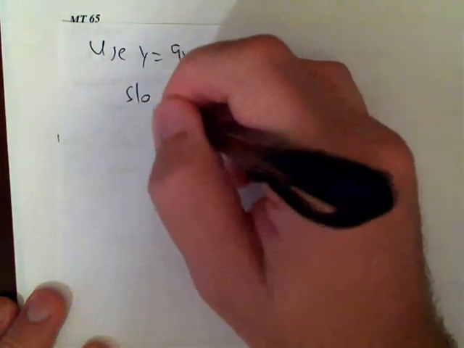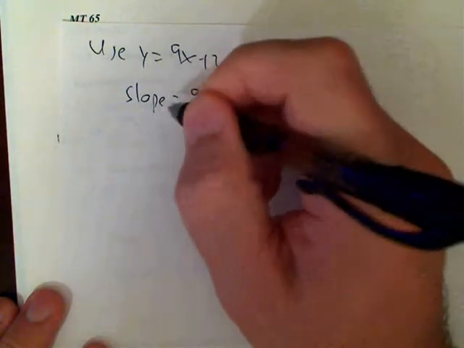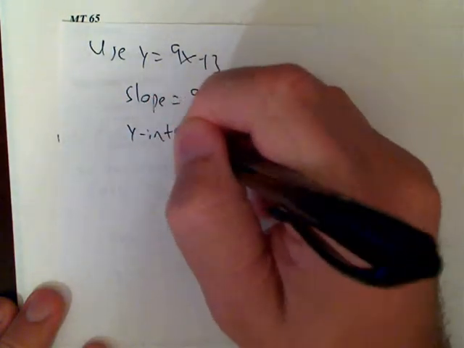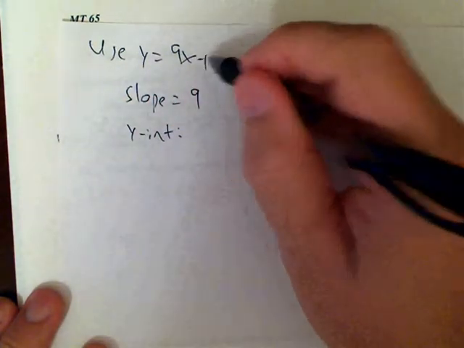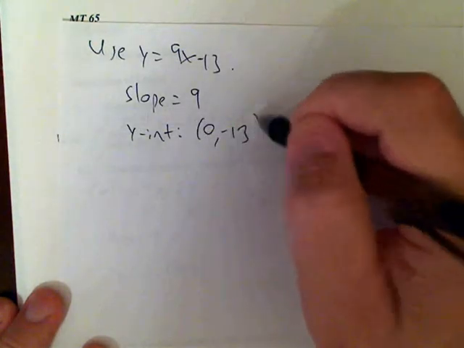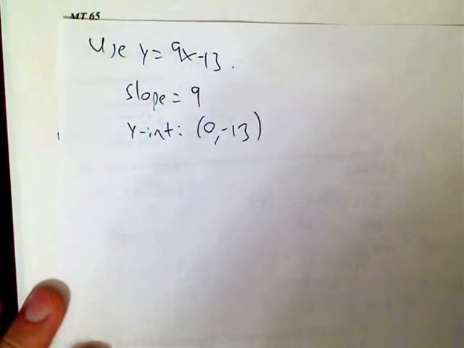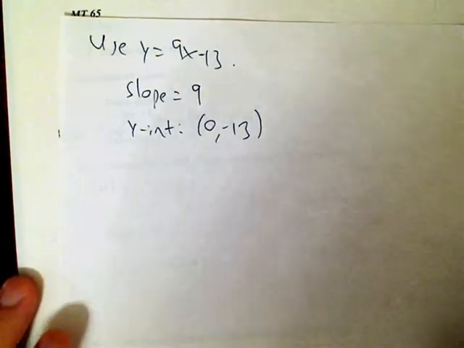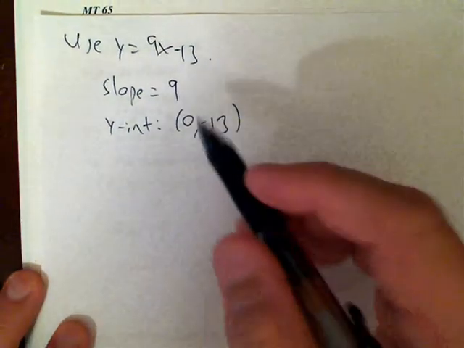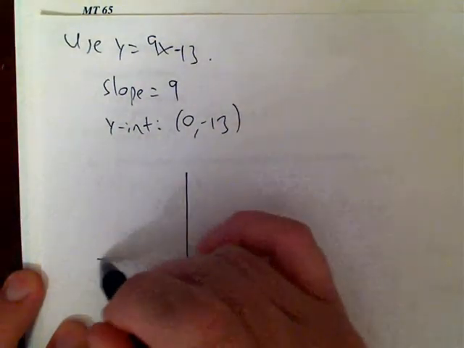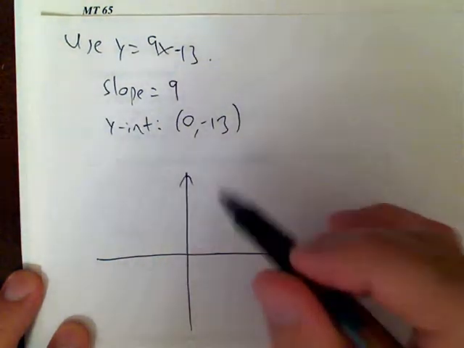Now the slope we already knew is 9. The y-intercept isn't negative 13, it's actually 0, negative 13. Now this is a faster way to graph. Once again, all you need to graph is 2 points, but here's another way to graph. There's all kinds of reasons why you want an equation y equals also, and here's just another reason why.